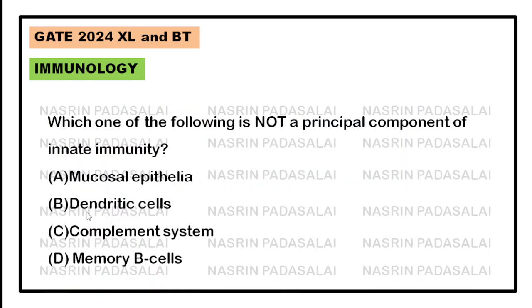Next, which one of the following is not a principal component of innate immunity? We already discussed this. Mucosal epithelia, dendritic cells and the complement system come under innate immunity. Whereas memory B cells, T cells, antibodies and plasma B cells all come under adaptive immunity. They are asking about which is not, so ultimately option D is the correct answer.